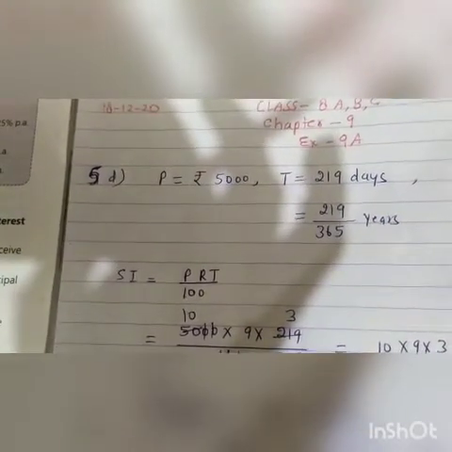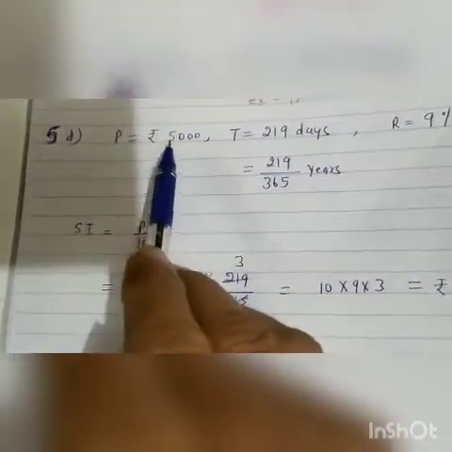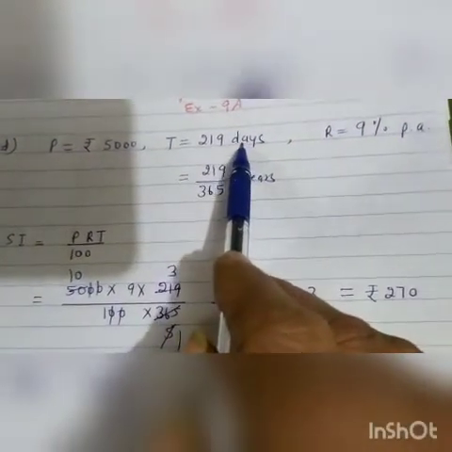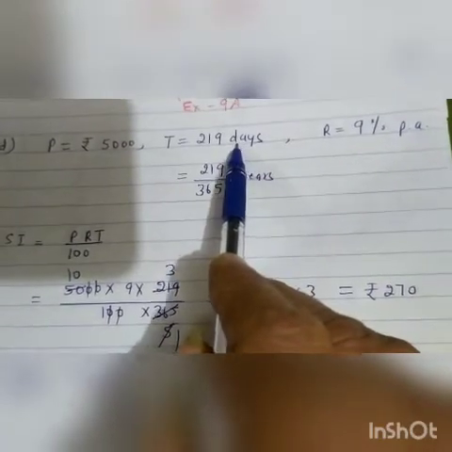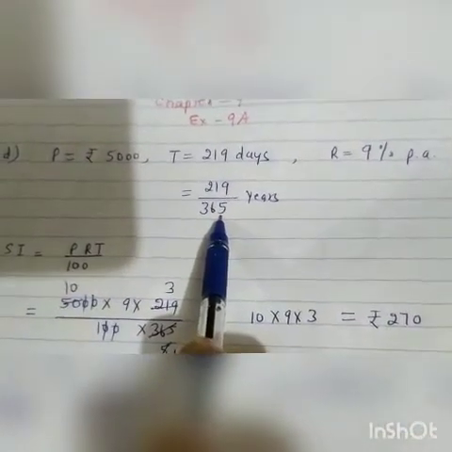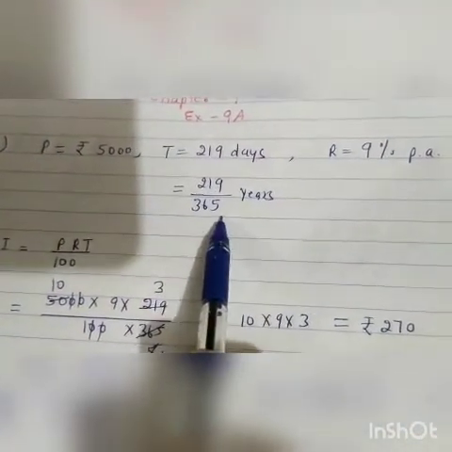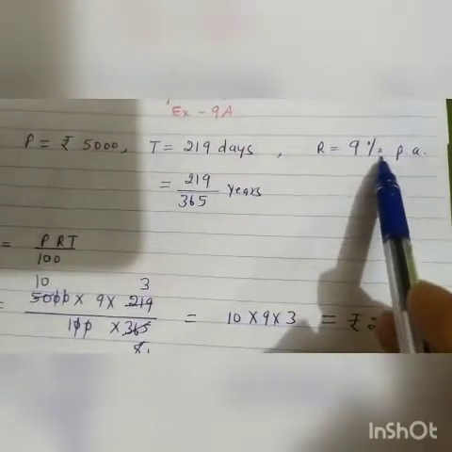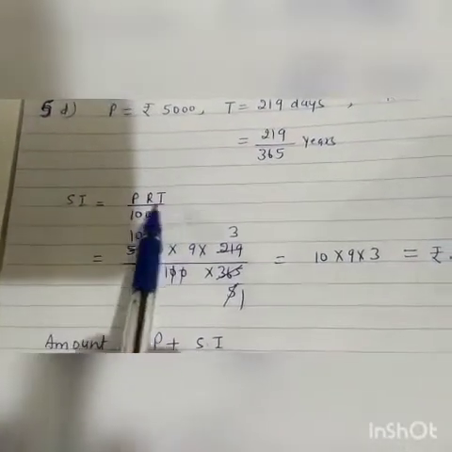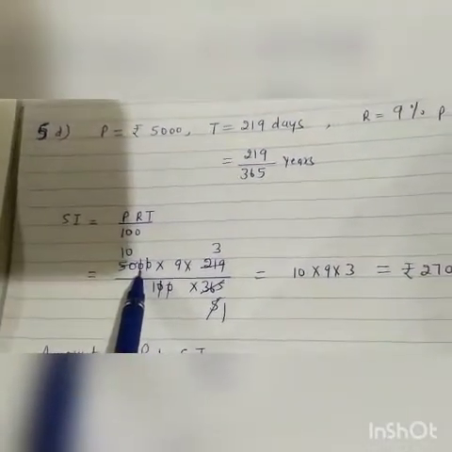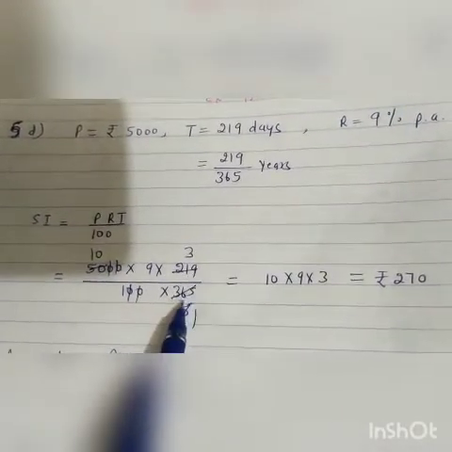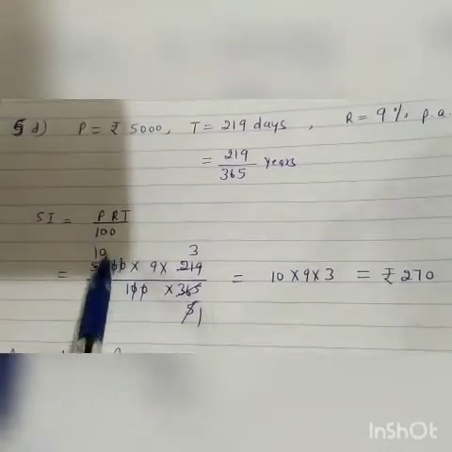Come to its D part. In D part, principal is given 5,000 rupees. Time is 219 days. Here we will convert these days into years by dividing 365 days, because 1 year is equal 365 days. So 219 upon 365 years. Rate is given 9% per annum. Again, first we will find simple interest. PRT upon 100. Principal is 5,000. R is 9%. And time is 219 upon 365 years into this 100.